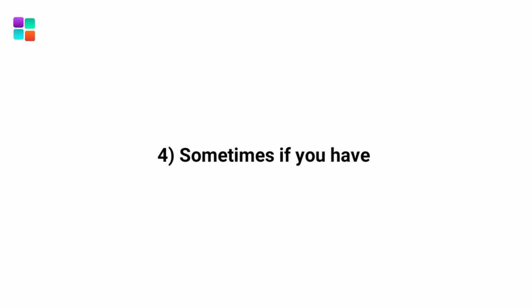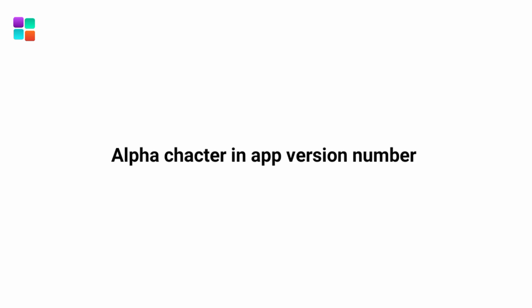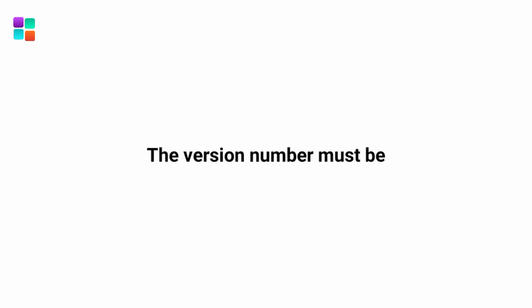Fourth possibility is, sometimes, if you have lots of layouts on a single screen, the app might not compile. Fifth possibility is, you might have used an alpha character in the app's version number. The version number must be all numerical digits.